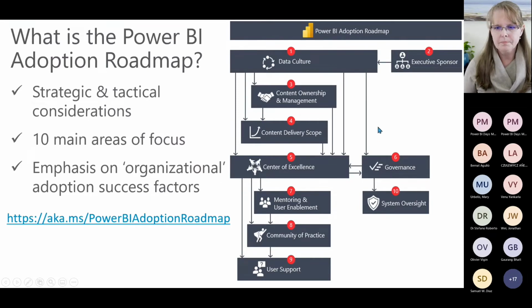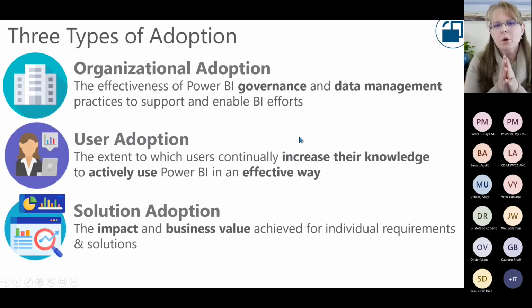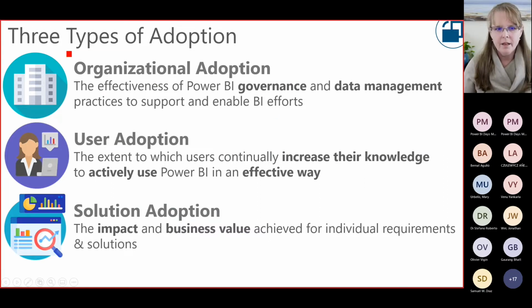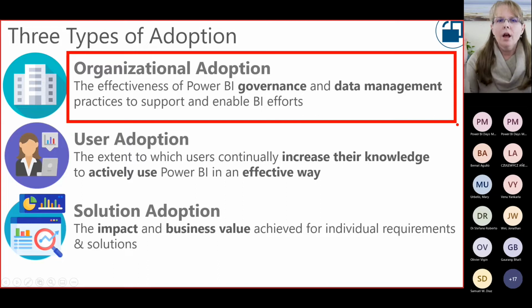the slides, the focus of that roadmap is on what we call organizational adoption. And there's 3 kinds of adoption. The first one is the big one that we're focusing on with that roadmap, and the big one that we care about mostly from a governance perspective, because that's where we can actually govern and manage our data well. And when we do that, that means we can actually enable our BI efforts well.